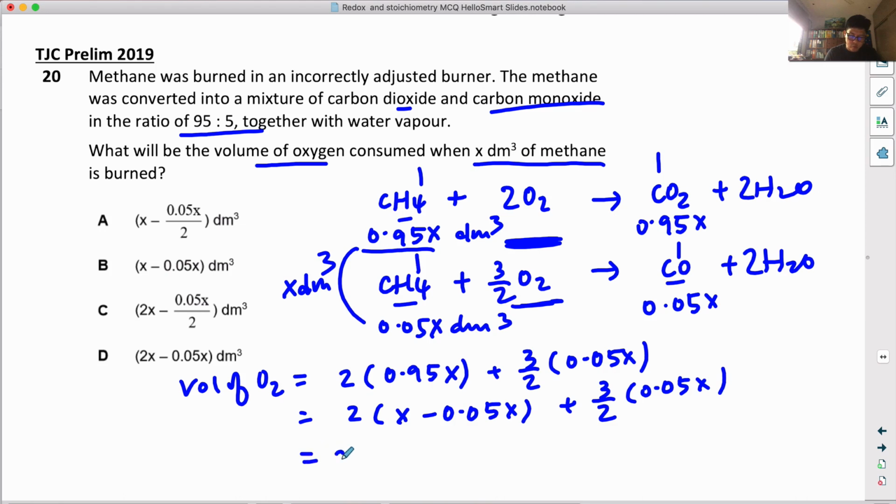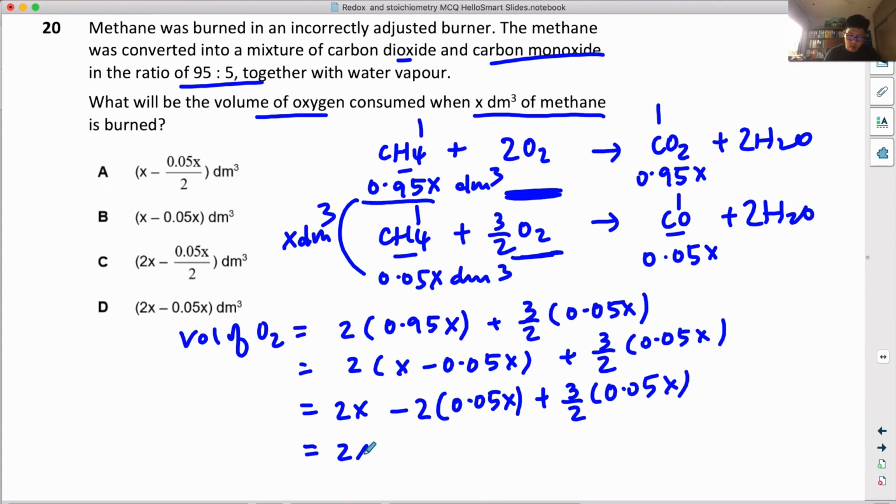0.05x. So this will give you 2x minus 0.05x plus 1.5 0.05x. If you look at it carefully, this will give you 2x. So minus 2 plus half, 1.5 is left, minus half 0.05x. You see that? So based on what I just showed you, this one is option C. Okay, so that's how we do it. You need a bit of manipulation at the end.